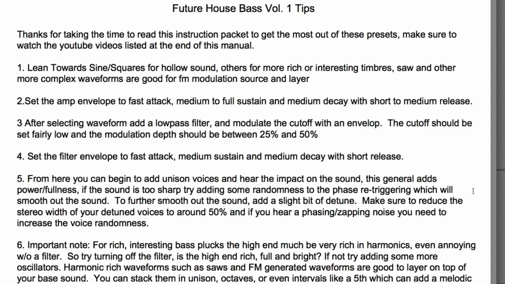All right, what's next? From here, you can begin to add unison voices and hear the impact on the sound. This generally adds powerfulness. If the sound is too sharp, try adding some randomness to the phase retriggering, which will smooth out the sound. To further smooth out the sound, add a slight bit of detune. Make sure to reduce the stereo width of your detuned voices to around 50%. And if you hear a phasing zapping noise, you need to increase the voice randomness.